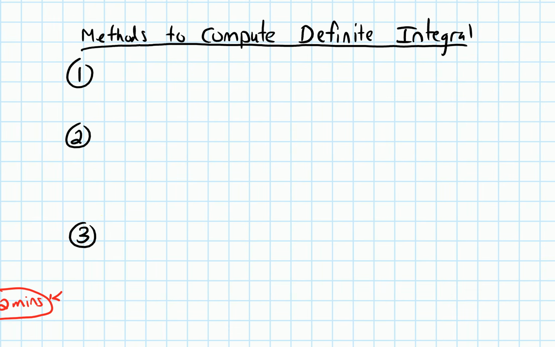So I want to end this video by listing the methods to compute definite integrals. We have 3 ways that we're going to talk about in our class. The first is with a Riemann sum. That was the limit of a Riemann sum. And we did that in the last video, an example of it. But this is very tedious.